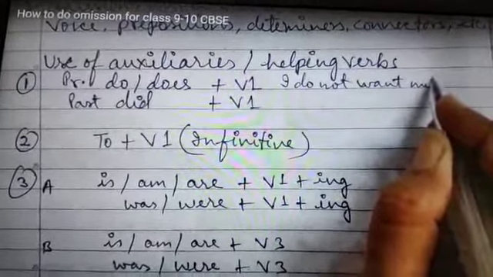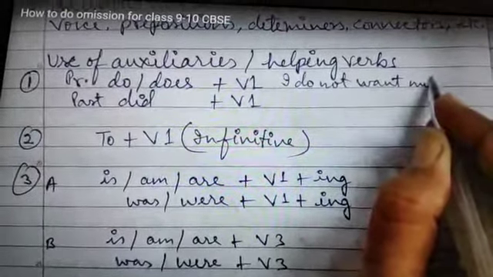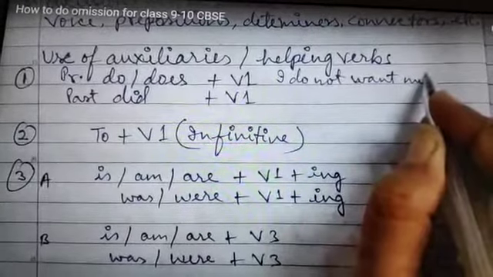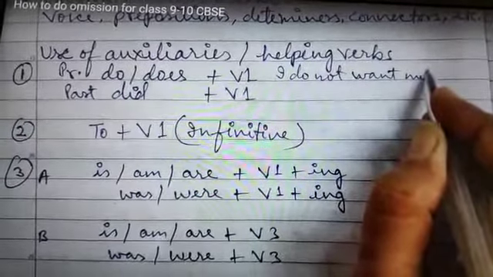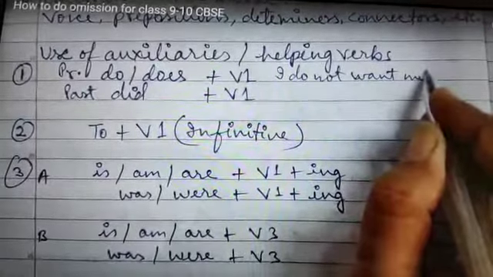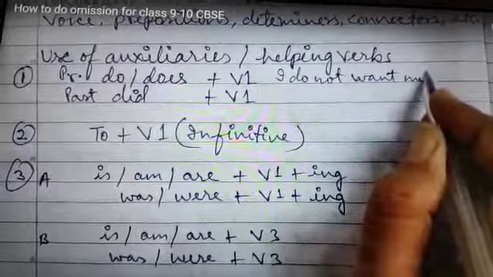And the next one is is, am, are plus verb third form, and was, were plus verb's third form. The first condition would be applied in the active voice sentence, and the next one would be applied in the passive voice sentence. Is, am, are plus verb third form, the past participle form, will be used when the sentence is in the passive voice.